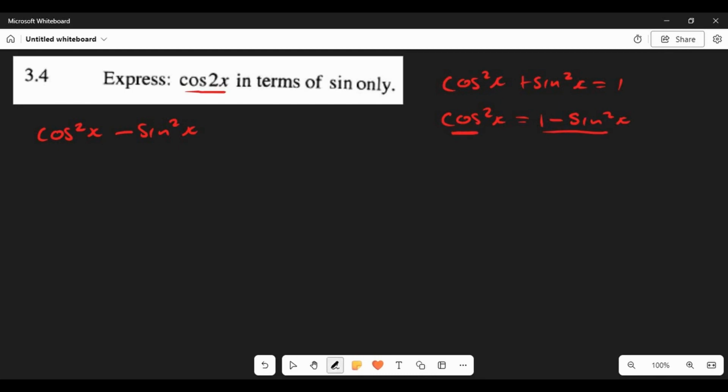So let's go. Wherever there is cos squared x, we're just going to substitute with 1 minus sine squared x. But don't forget, this is also minus sine squared x. So basically our answer here is going to be 1 minus 2 sine squared x. Guys, this is what they wanted you to do here.